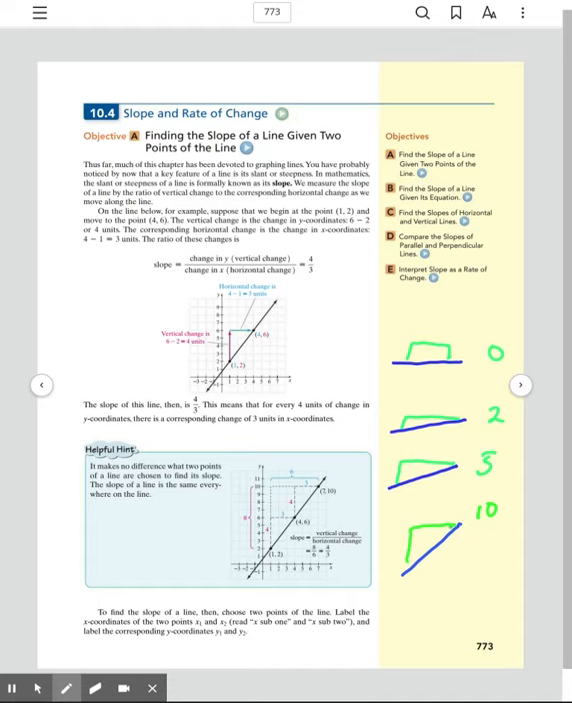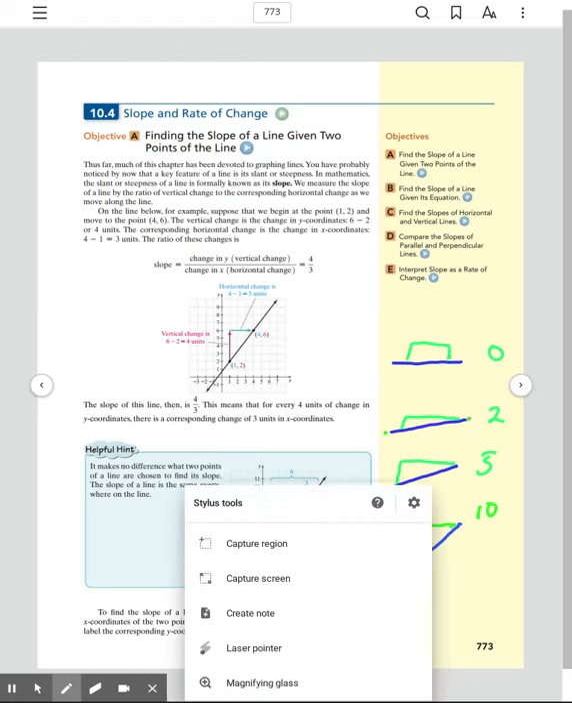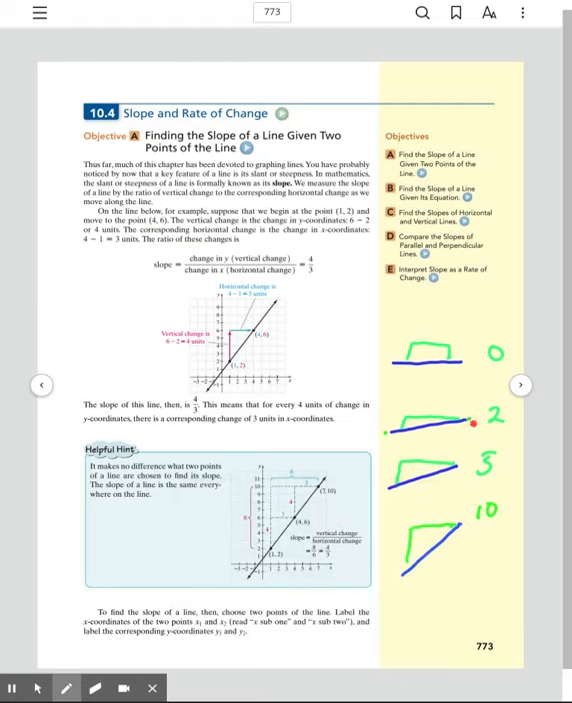That's the case with positive slopes and negative slopes. Positive slopes are lines that go from left to right, from this direction. You always start on the left and go right, left, go right, left, go right. That would be a positive slope.